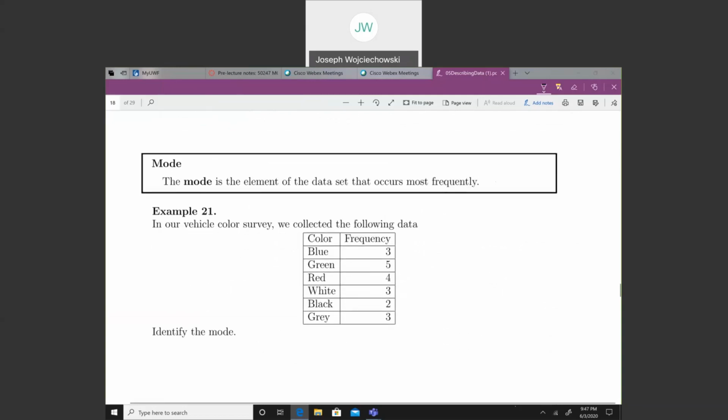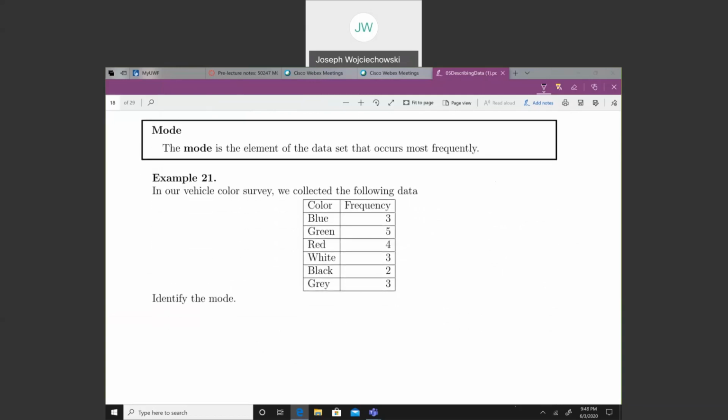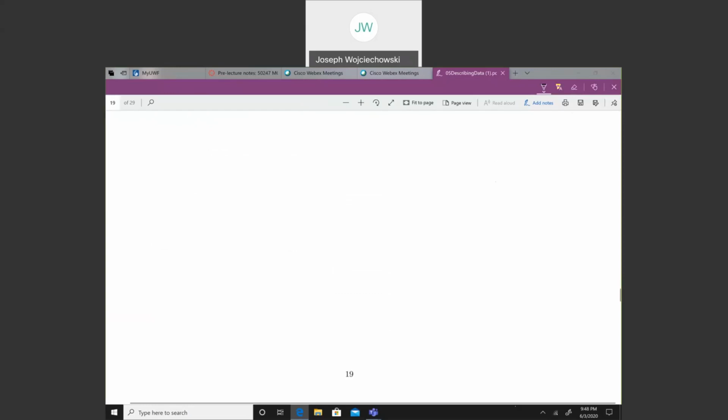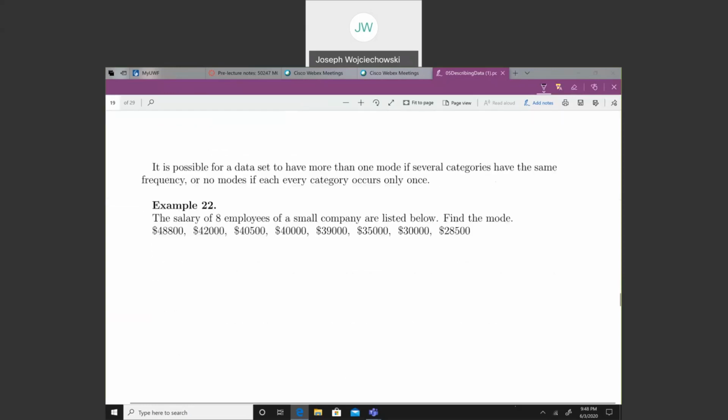Okay, the third thing we're looking at is something called the mode. The mode is an element of the data set that occurs most frequently. Going back to our vehicle color survey, we collected the following data. Identify the mode. So which one has the highest frequency? Looks like green. It is possible for a data set to have more than one mode if several categories have the same frequency, or no modes if every category only occurs once.